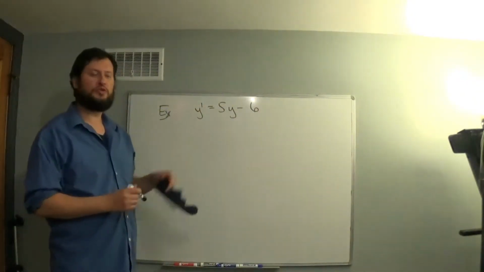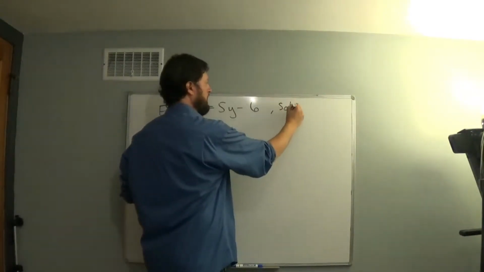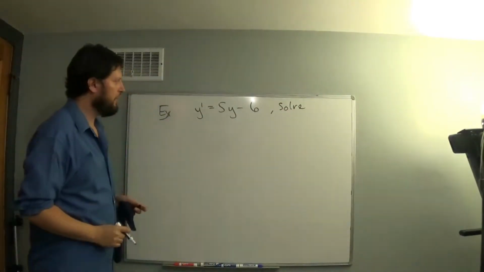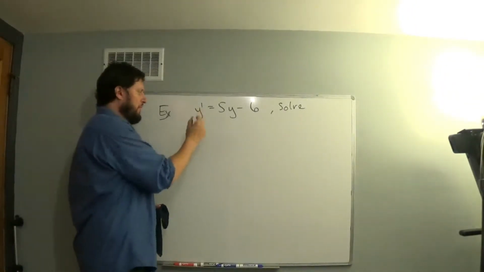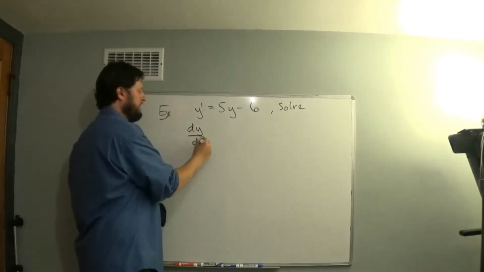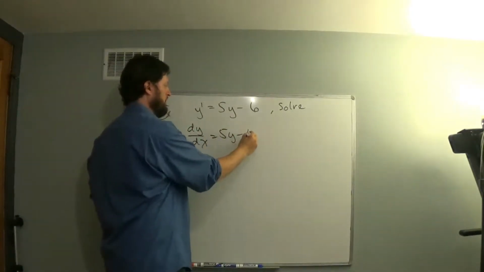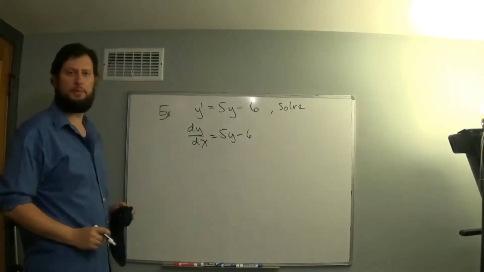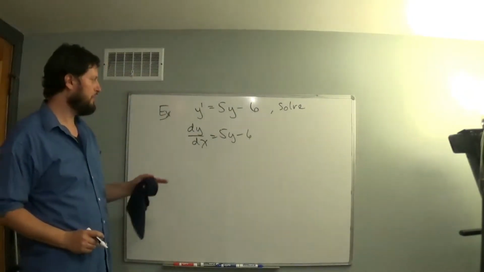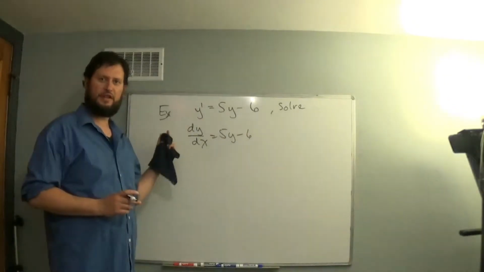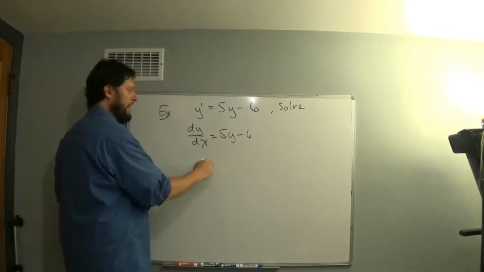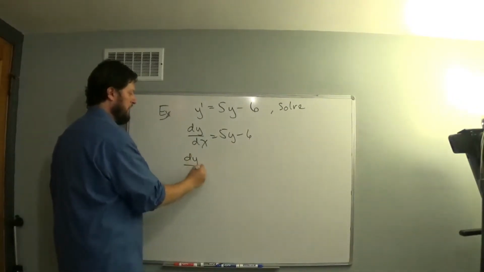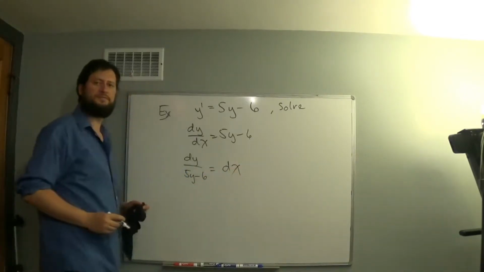In this question we are asked to solve this differential equation. And so we're going to apply the technique of separation of variables. The first step will be to rewrite y prime as dy/dx. dy/dx is 5y minus 6. And what we're going to do at this point is put all the y's on the left and all the x's on the right by bringing the dx up to the right and the 5y minus 6 down to the left. dy over 5y minus 6 is dx.